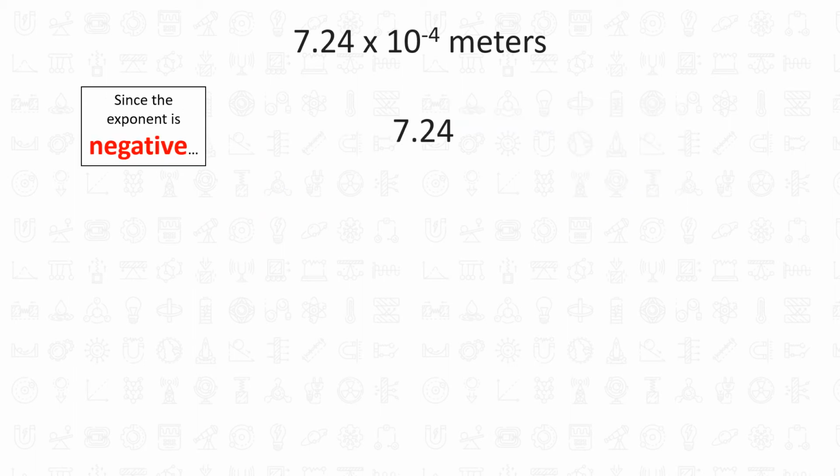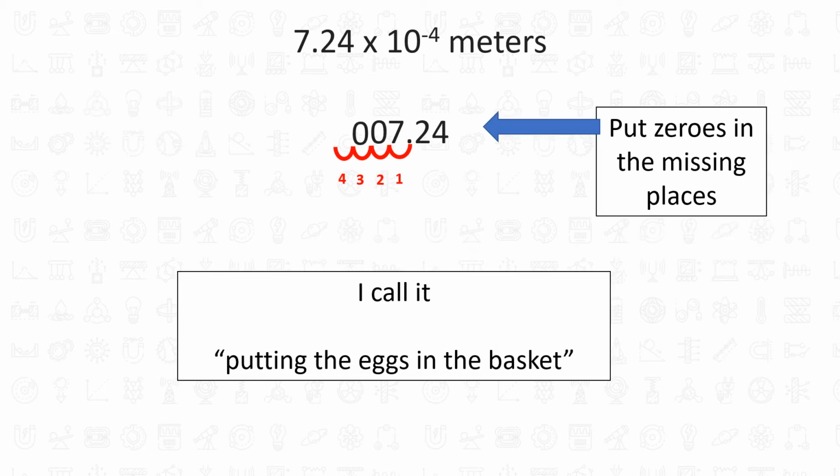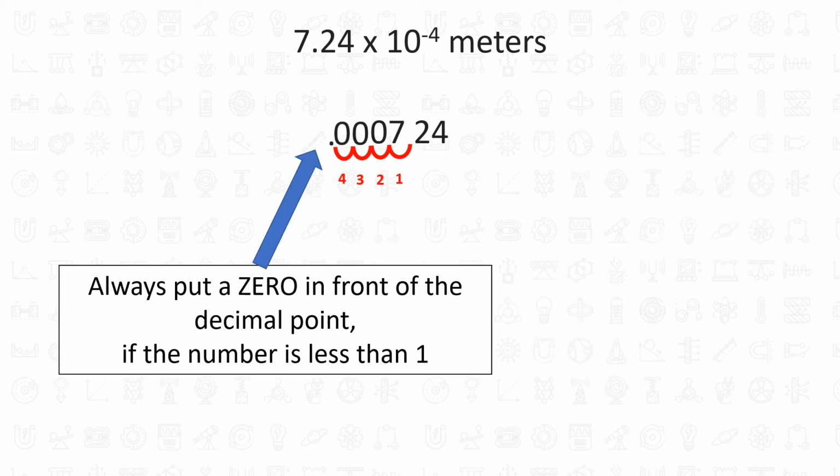And so since it's negative, we're going to take that decimal point and move it to the left 4 places. So to the left, let's do this. 1, 2, 3, 4. So once we do that, we can put the eggs in the basket, right? 1, 2, 3. But we also want to put our decimal there and a 0 in front of it, because you don't want to just have a decimal without a 0 in front. It could look like just a smudge on the page. So we want to make sure we understand that there's a 0 in front of this. So we're going to put that there.